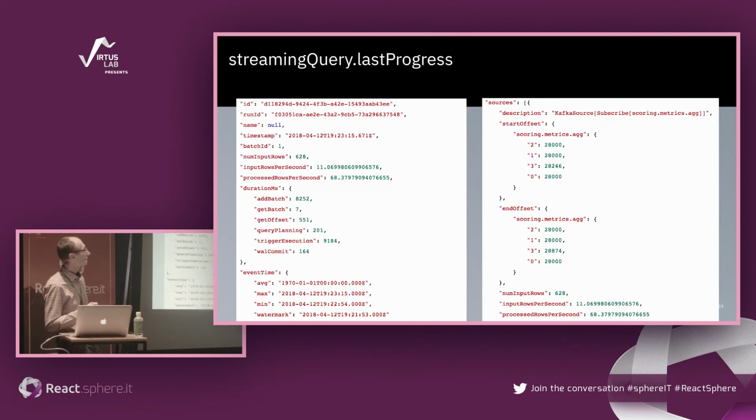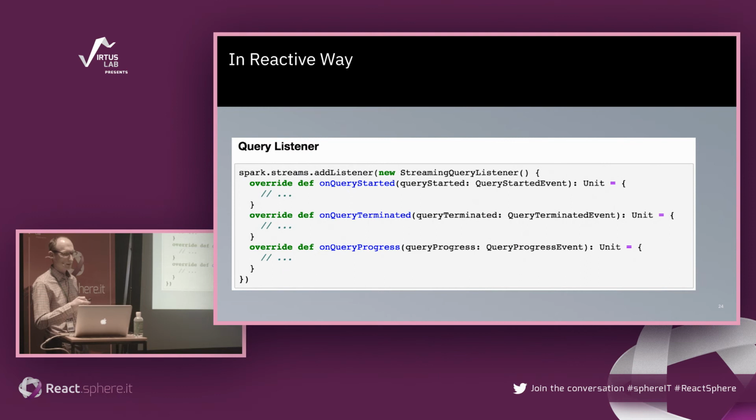What's nice, from the query you can monitor it easily. So you have some properties like last progress, and you can get from it, for example, offsets of your particular partitions, or the processing rate, or the watermark, or the timestamp. All such things are easy to retrieve from the metadata of the stream of the particular query. And even more, you can register your listener, so you can be reactive and react on, for example, query termination and restart it.